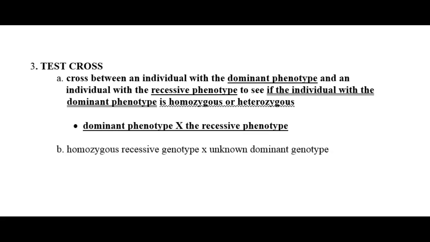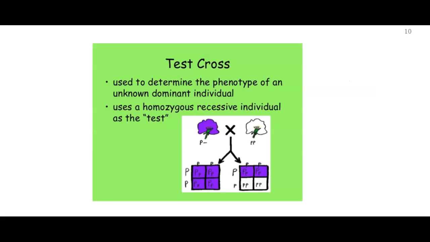A test cross is a cross between an individual with a dominant phenotype and an individual with a recessive phenotype to see if the individual with the dominant phenotype is homozygous or heterozygous. So you're always going to have a dominant phenotype and you're going to cross it with a recessive phenotype. Then you're going to look at the offspring to try to figure out what the second allele is for the dominant phenotype. Is it going to be homozygous dominant or heterozygous? And you tell by looking at the offspring.